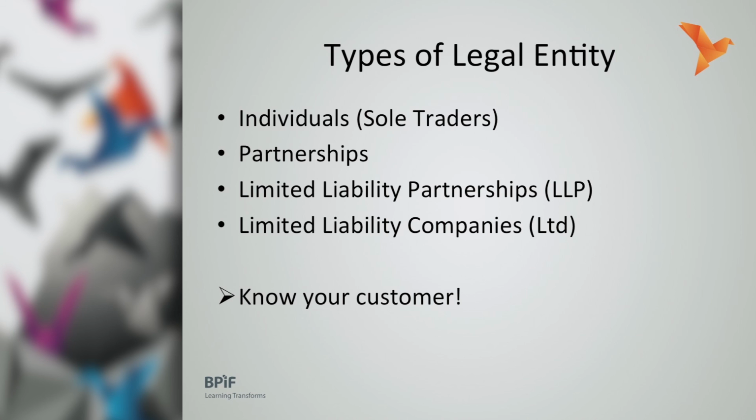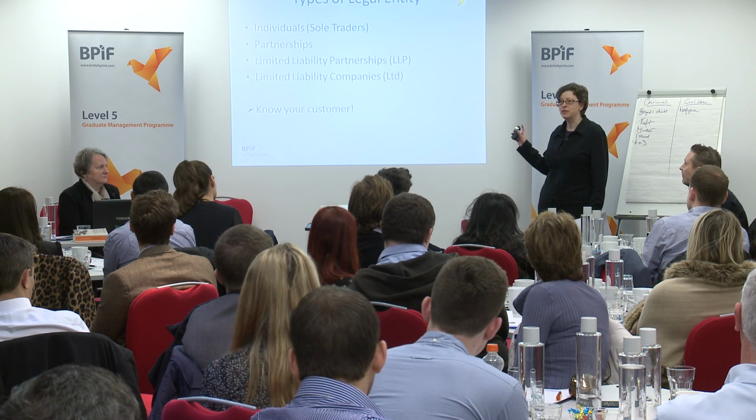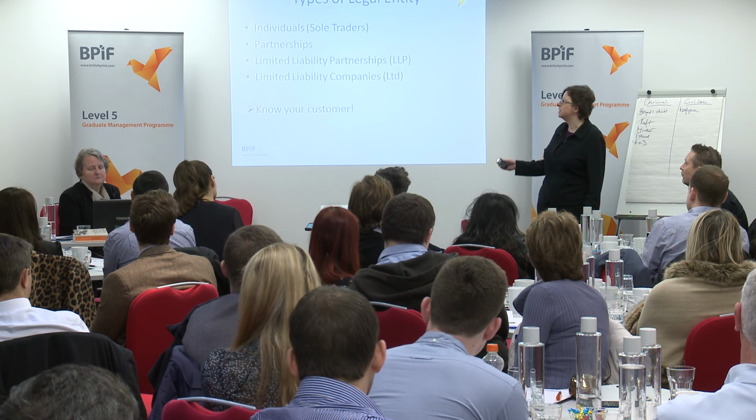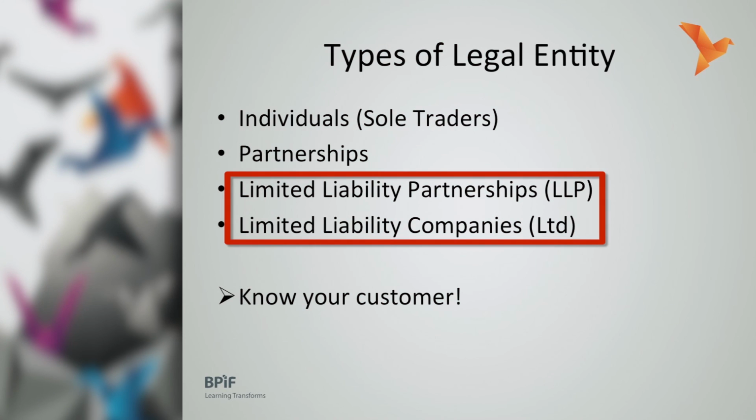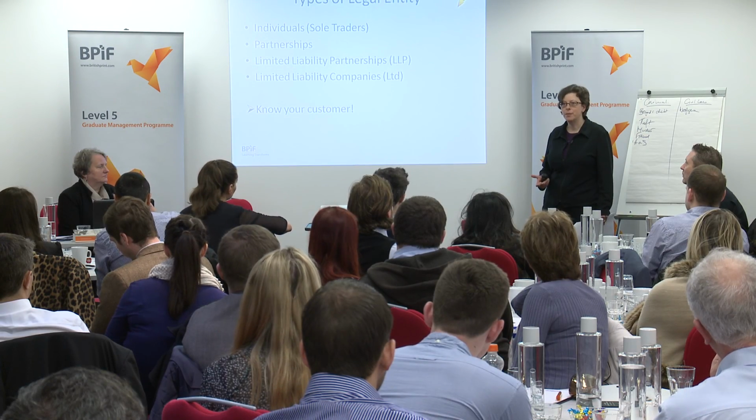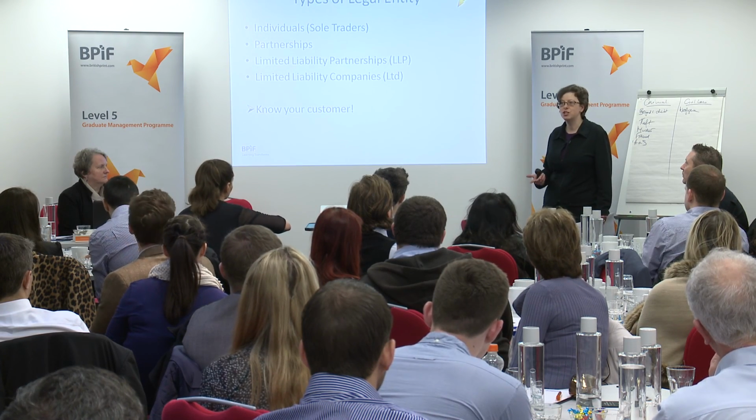Contracts can only be made with legal entities. Legal entities are individuals, partnerships, limited liability partnerships, limited liability companies. So know your customer and make sure that you've identified them as one of these legal entities. Don't supply them with goods on credit without getting a residential address for them, as well as a trading address. If they are one of these other entities, you need to know their registered number at Companies House and their registered office address.